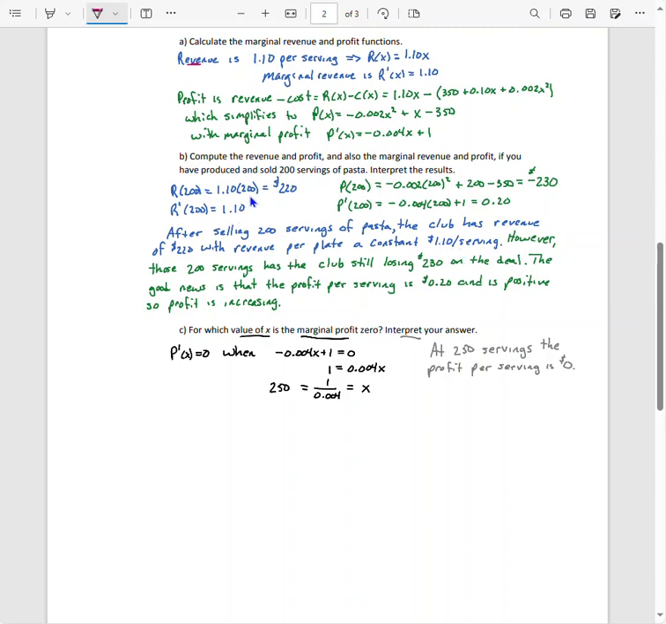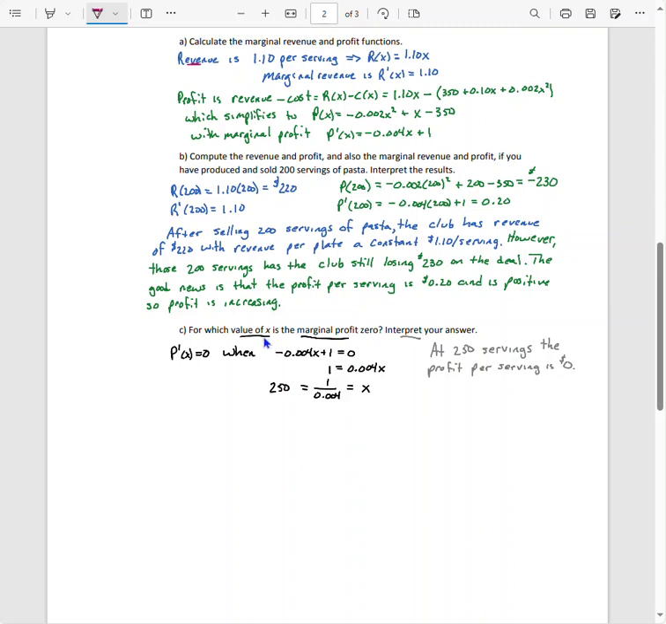All right, that's all that means. Take the words, take the numbers, put them together. However, over here in green, the 200 servings has the club still losing $230, bad fundraising. The good news is that the profit per serving is positive, and if it's positive, that means it's increasing. And so after these first 200, now you're going to start picking up, you're going to start making some good money, and you might actually raise money instead of just give away good pasta.